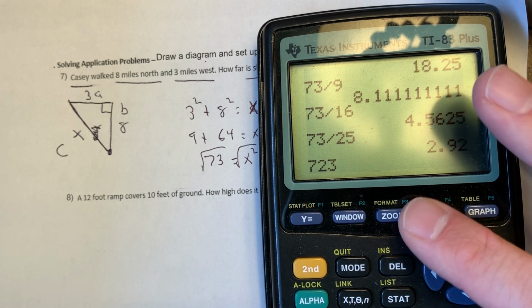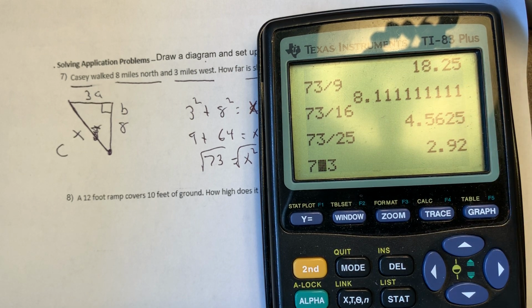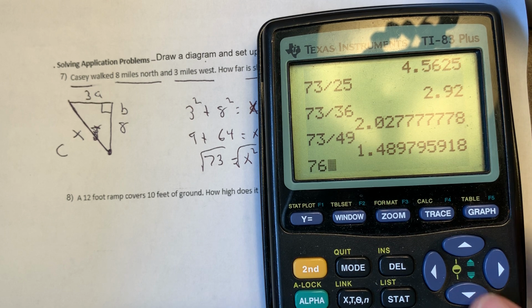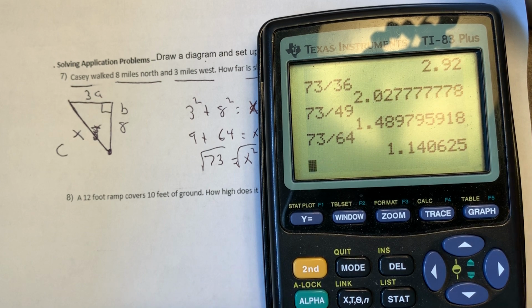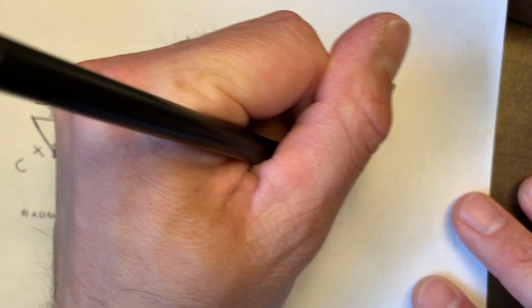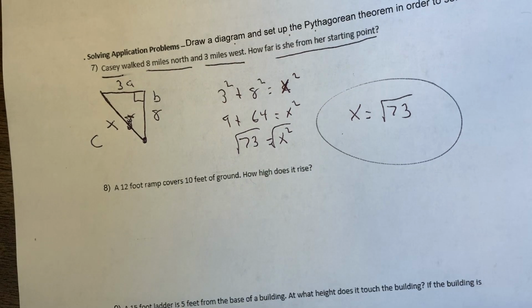What's after that? Come on, calculator. 73 divided by, I think it's 36, no. 73 divided by 49, no. 73, oops, not 73, 76. Well, 73, I wrote 76. Divided by 64, nope. Nothing goes in the 73. So you know what? I'm going to leave my answer as the square root of 73. And if it asks for a decimal, I guess I could turn it into a decimal, but it doesn't matter.